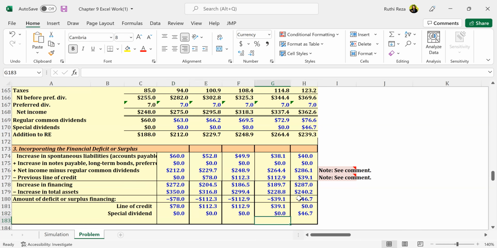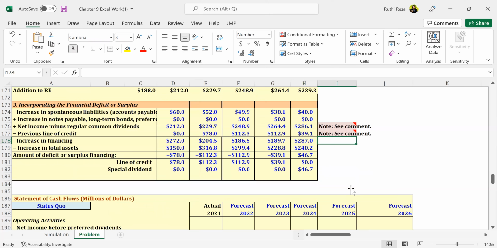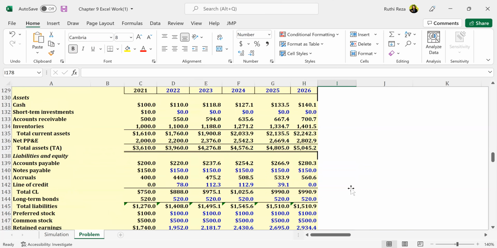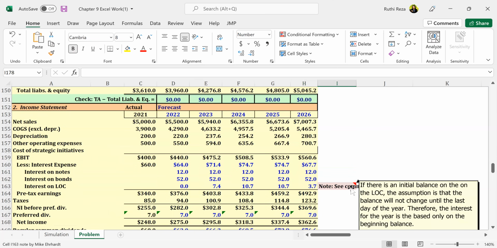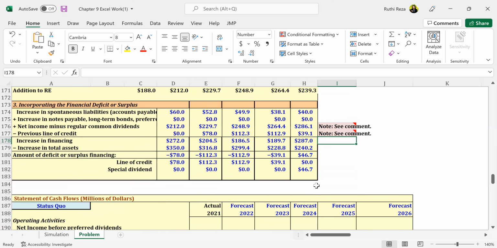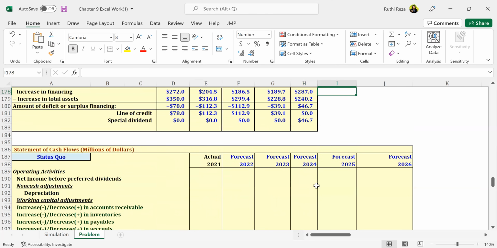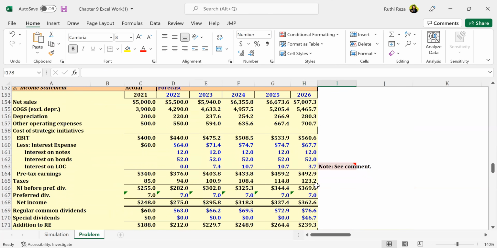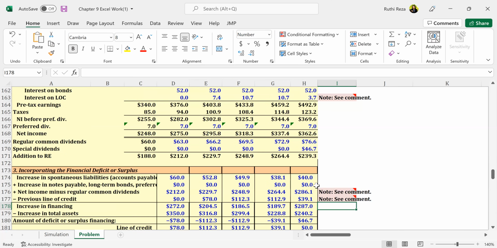Now you can see here, in the year 2026, you have additional financing. You know it by the positive sign of the additional financing, and you actually paid off that amount using the special dividend. Right. So now you can see our pro forma financial statement here is complete. Now we are going to prepare our statement of cash flows. Okay, let us do so.